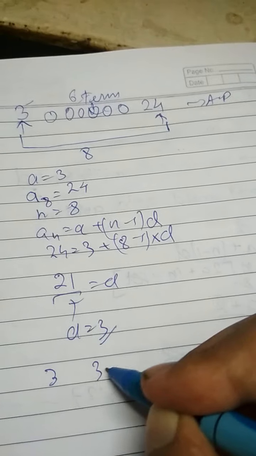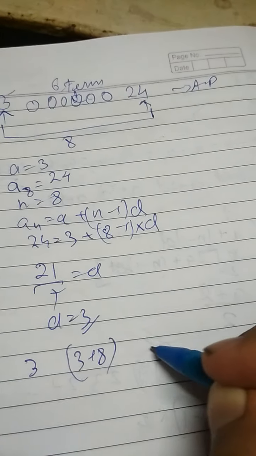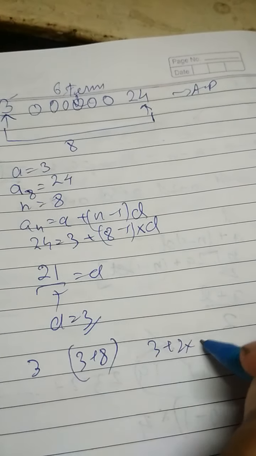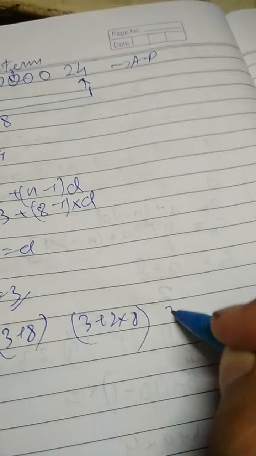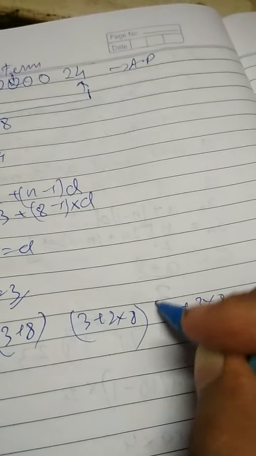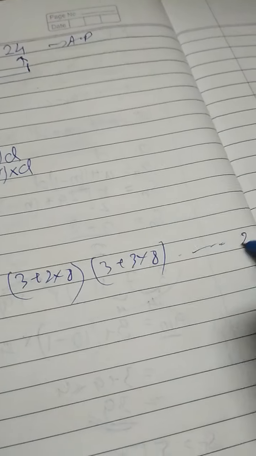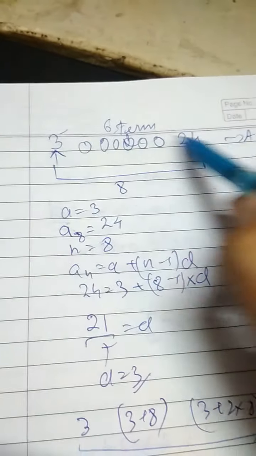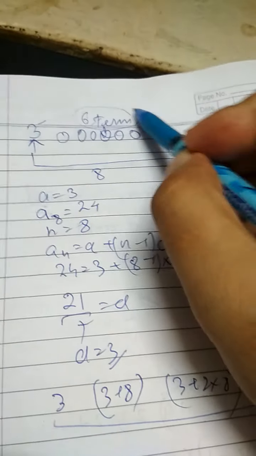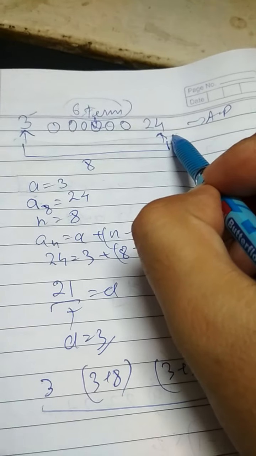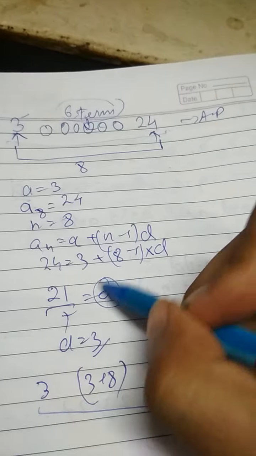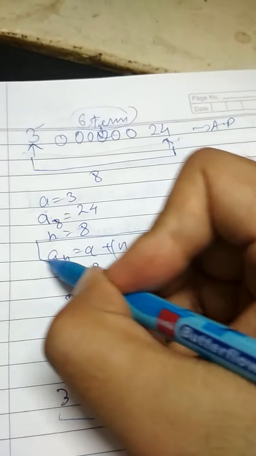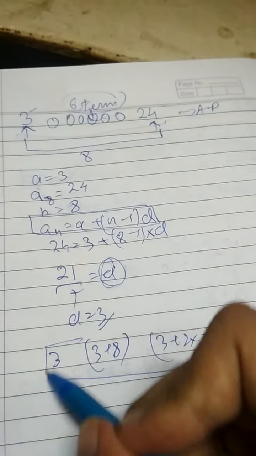Second term will be 3 plus 3. Then it will be 3 plus 2 into 3. 3 plus 3 into 3. And so on. We will find the remaining terms till 24. So we are given two numbers and we have to insert 6 terms in between such that the resulting sequence is an AP. So we find the common difference using this formula and then write our sequence.